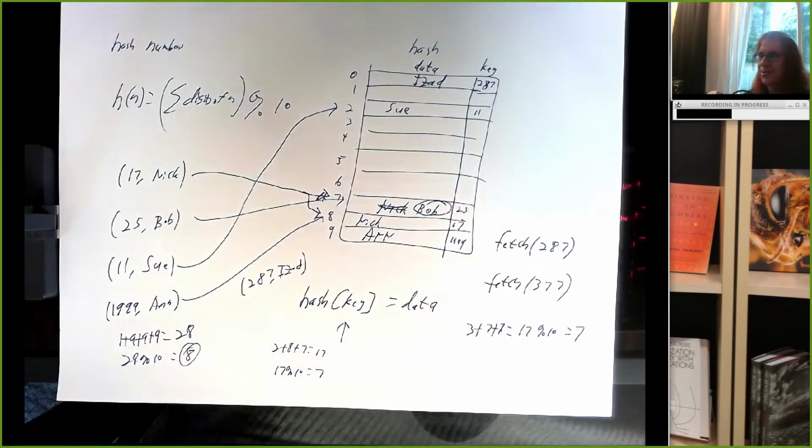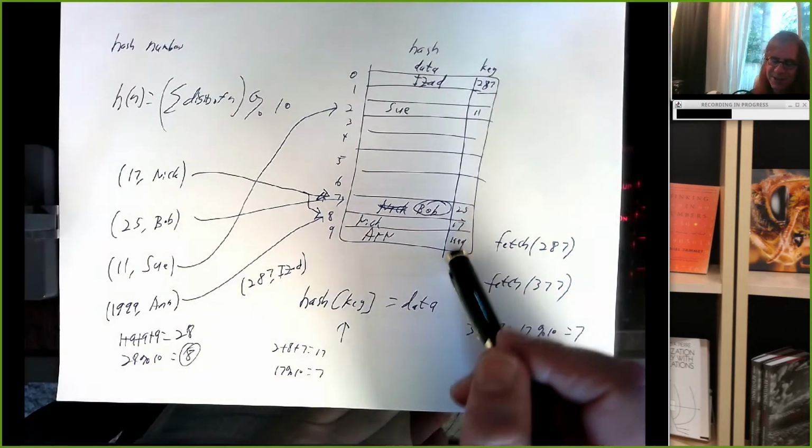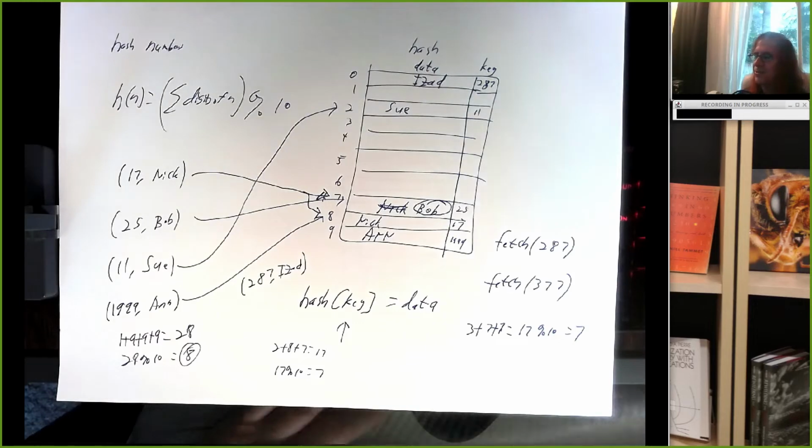But we're doing this linear operation. We're checking, check, check, check, until we either find our data or we get to an empty spot.